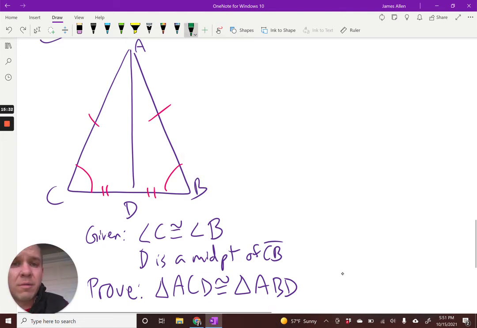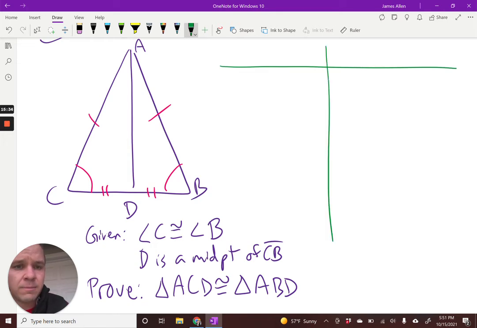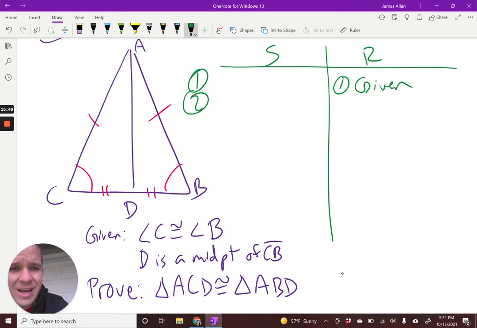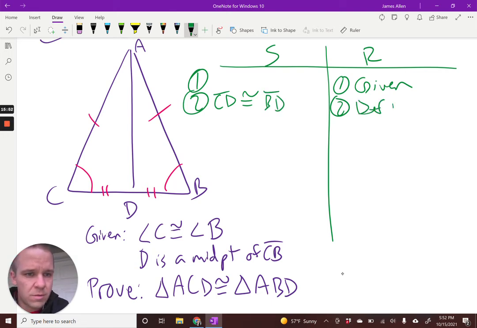We wouldn't have the information to do so, but we do now. That is exciting. Knowledge is really power. I'm going to go with a green marker now. Got my given. I'm not going to write that. All right. So let's see here. CD is congruent to BD. Definition, midpoint.